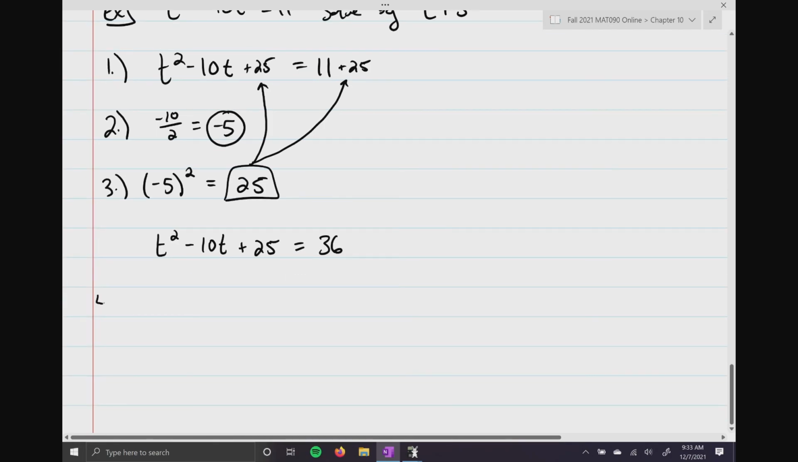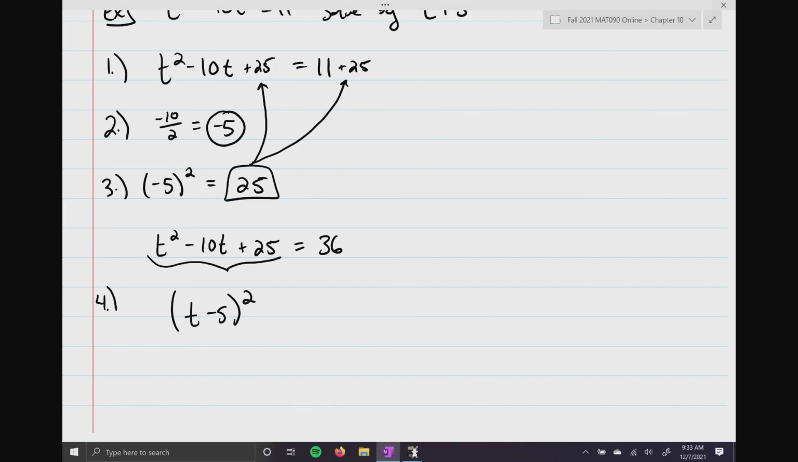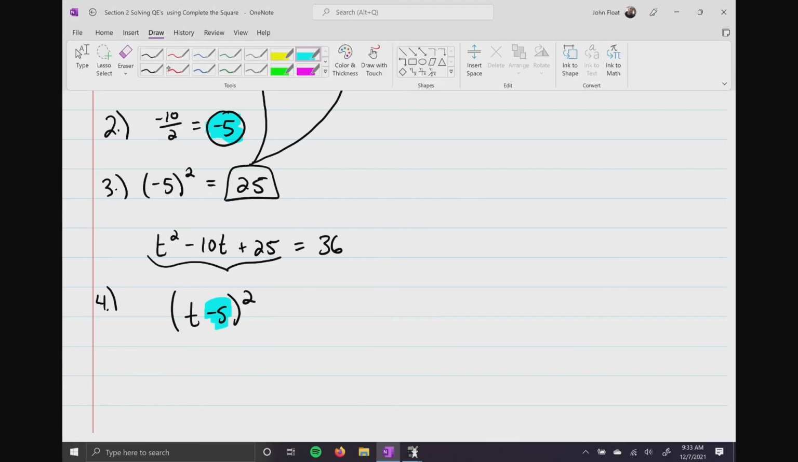Step 4, we're going to factor. So we know we can factor this left-hand side, and it will always factor down into a binomial squared. And where did that minus 5 come from? Right here from step 2, staring you in the face.